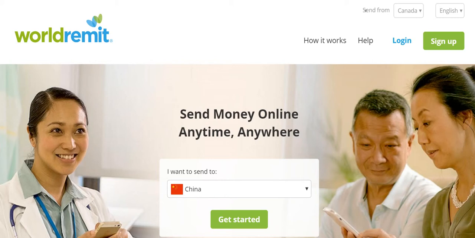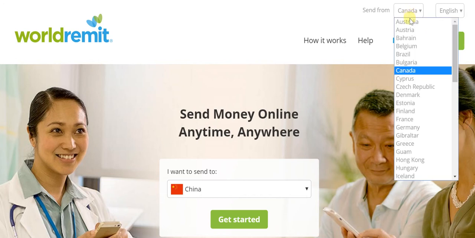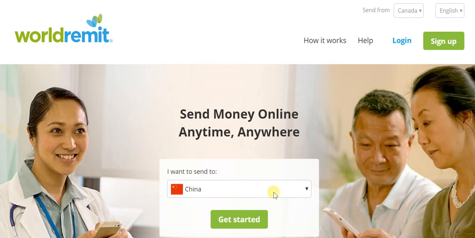You can click on that and get to this page yourself, sign up with WorldRemit, and then take things from there. Now, the first step in this regard is to choose Canada as the sending country, the country to send from, which I've already done. Likewise, the second step is to choose China as the destination country. That is the country I want to send money to, which again I've already done. With those steps in place, let's get started.